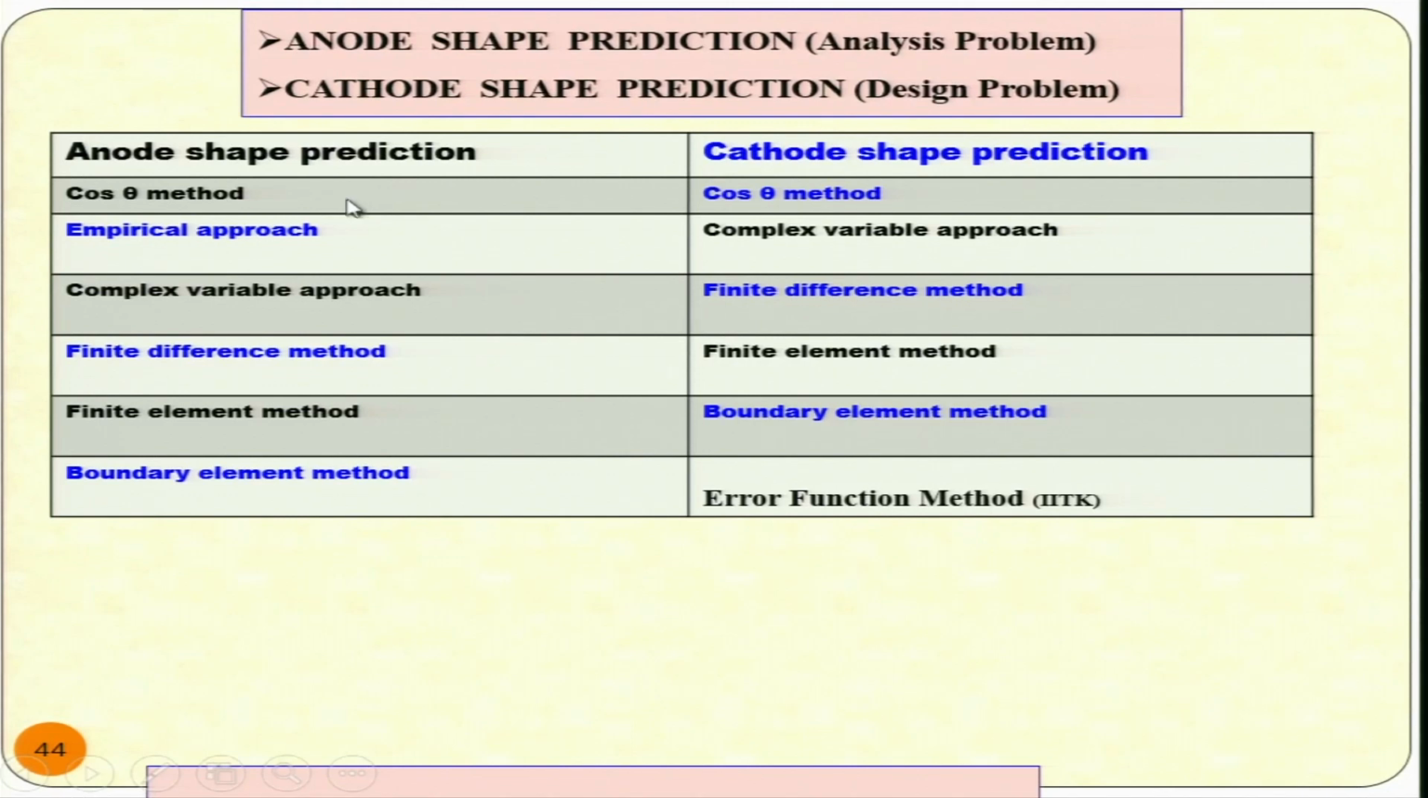One of them is the cos theta method, another is the empirical approach, complex variable approach, finite difference method, finite element method, boundary element method. These are the various methods that have been used for anode shape prediction, and the same with some modifications have been used for cathode design or cathode shape prediction that will give you the desired workpiece shape. Lately developed was the error function method, that was developed at IIT Kanpur by one of the master's students.